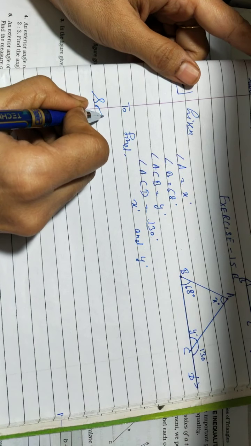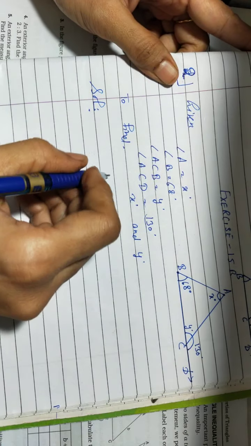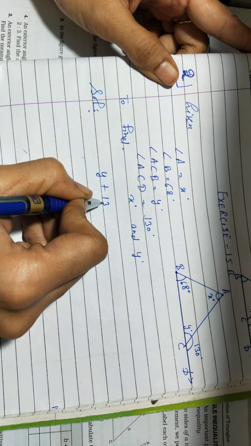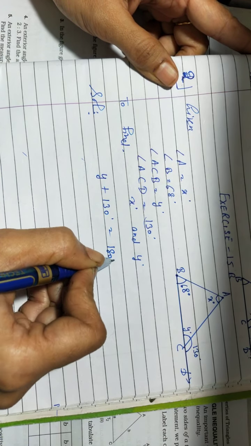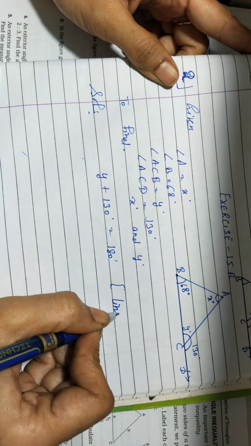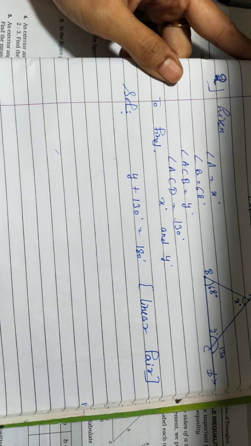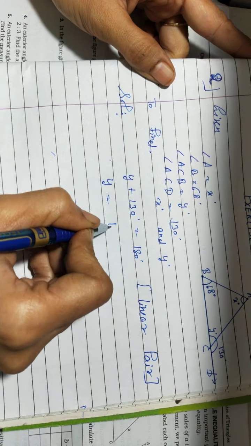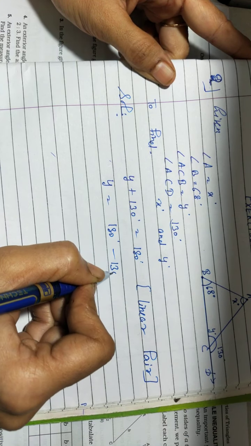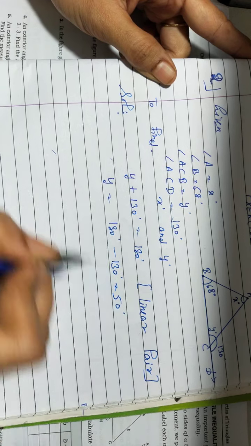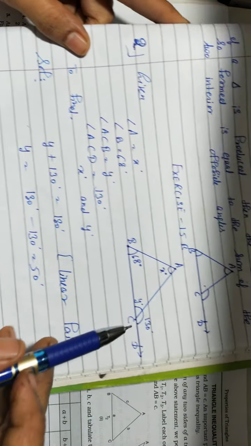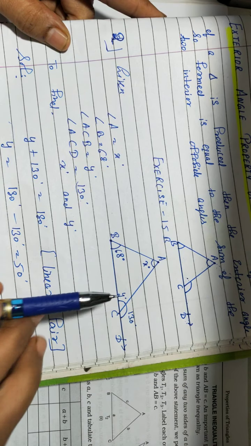Yes, for the solution, first we will write y plus 130 is equal to 180. Reason: linear pair. Either write BCD is a line or write linear pair. From here we will get y as 180 minus 130. How much? 50 degrees. Now this one is 50. We have to find out x.